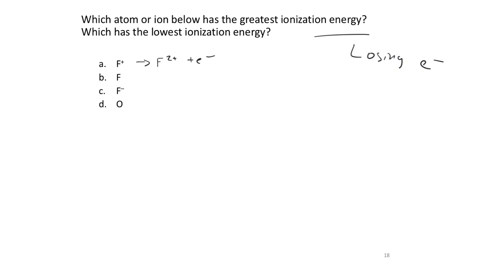That sounds pretty hard. Just generally thinking, F to F+ is high, and F+ losing a second electron sounds like it's going to probably take quite a bit of energy. So that should be a relatively high ionization energy step. If I compare that to F plus an electron, I can already rule out answer B, because answer A would be the second ionization of F. Answer B is the first ionization of F.